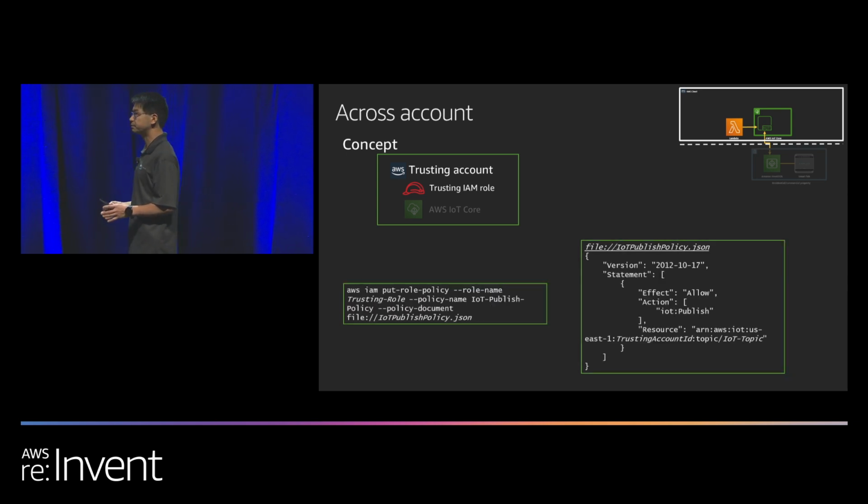Next, we need to create a policy. Because we want to send MQTT messages, we need to put the IoT publish action into it. If you want to do any other actions, you can also put them in here. And the resource is the one for the IoT topics which we want to publish messages to.